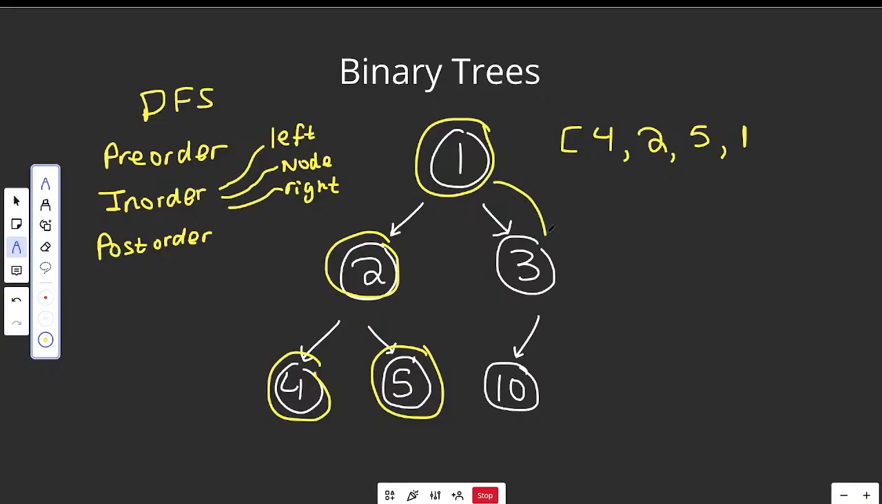We then need to go right. So we do that for this guy here. Before we process it, we need to go left. So we are going to go left over here. Okay, now we can process the 10. We return back here. Okay, the 3 has done its left.